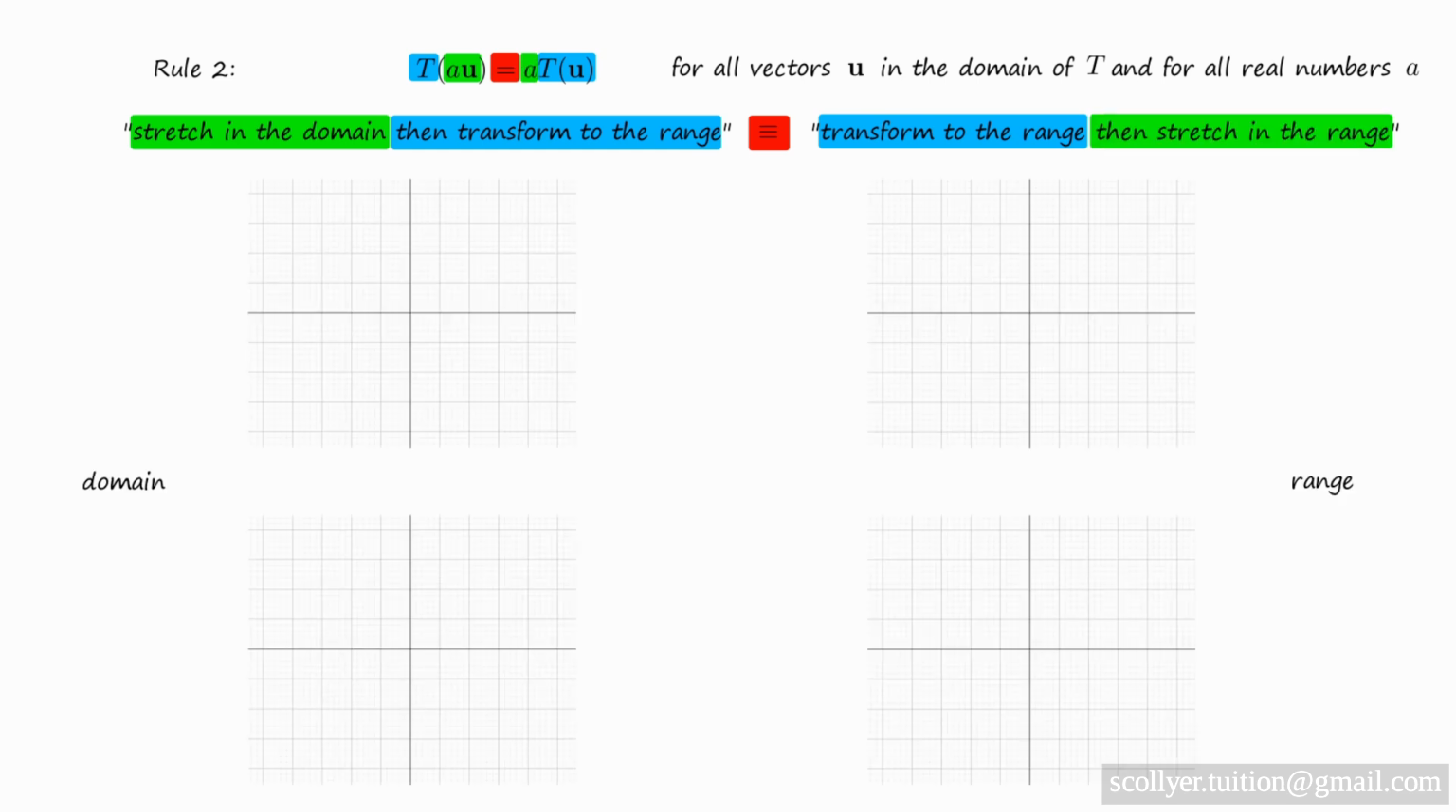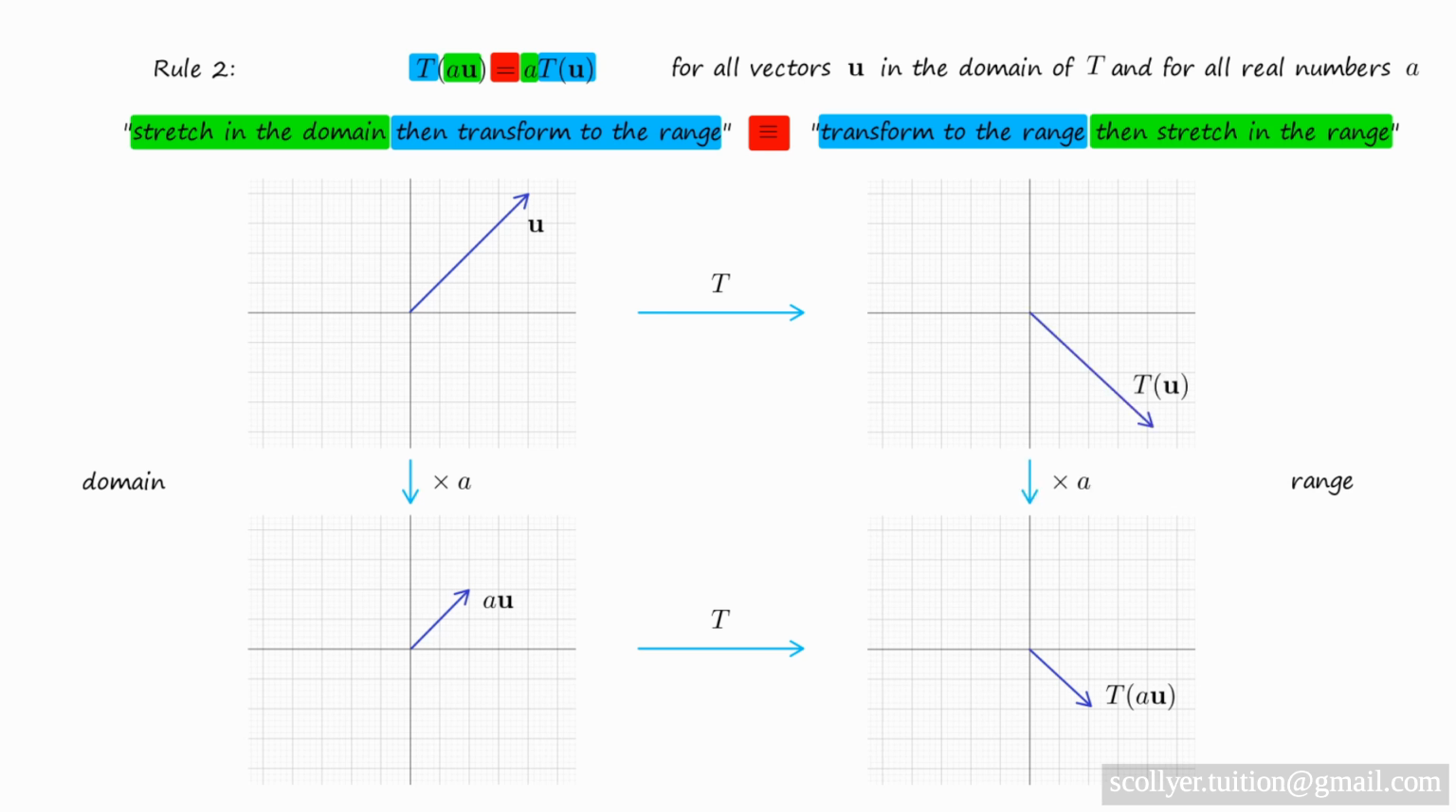And graphically, we can illustrate this statement as follows. We have a vector u in the domain. We multiply by a in the domain. We transform a of u to the range to produce T of a u. On the other hand, we can transform u to the range to produce T of u. Then we can multiply T of u by a to produce a times T of u. And the statement above says that T of au must equal a times T of u if T is a linear transformation.